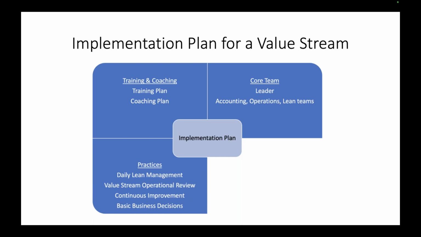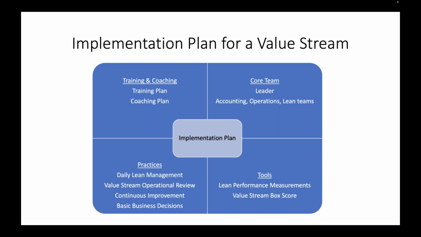What are the lean practices you're going to look at? You're going to look at how to put lean management accounting into daily lean management, value stream operational review, continuous improvement activities, and basic business decisions. What are the tools? The basic tools are your lean performance measurement system and value stream box scores. So, the tools you build and you put them into practices to use and demonstrate. And remember, it's about learning and practicing.